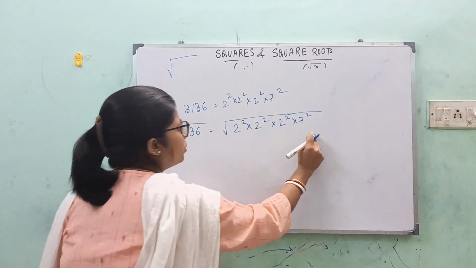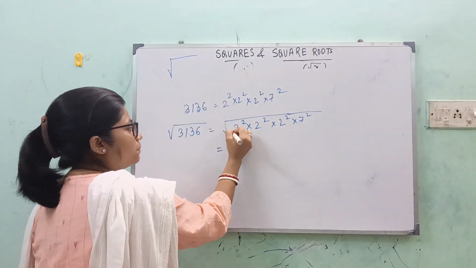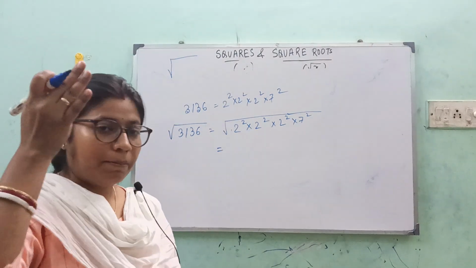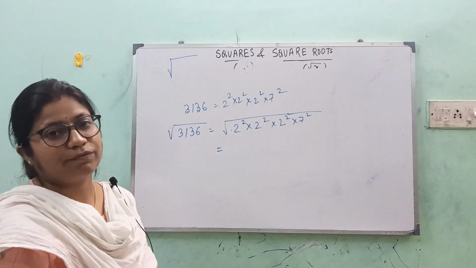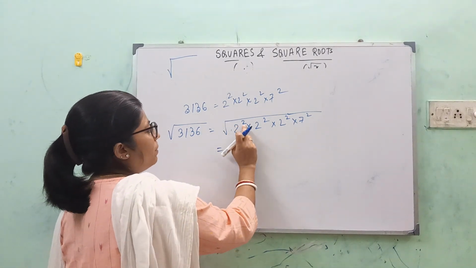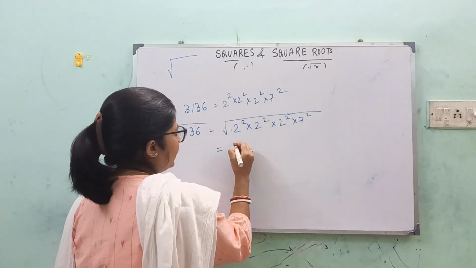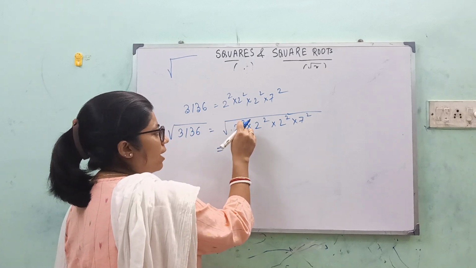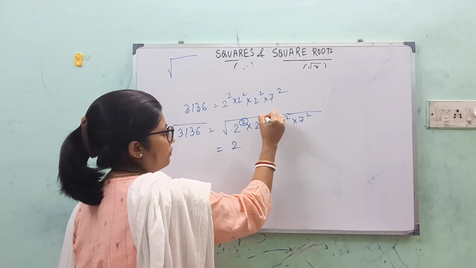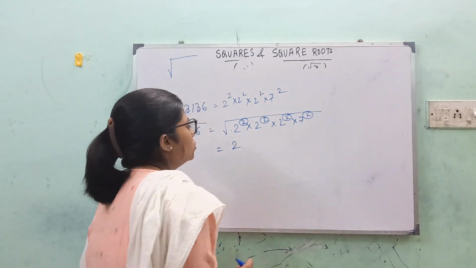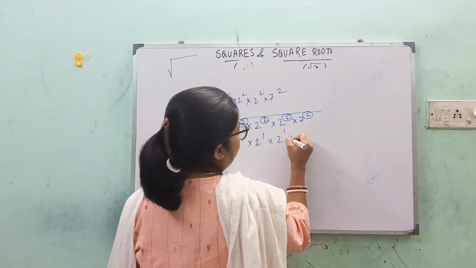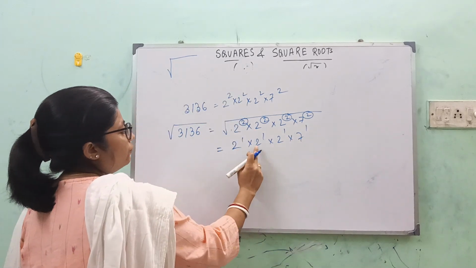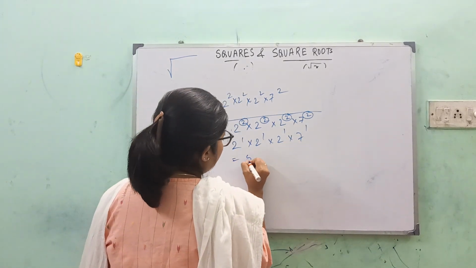Square root of this means square root of this. Now for each prime factor, you make the power half and bring the prime factor out of the root sign. So here 2 was having a power 2. So break that and bring it down. 2 is made into half. The power has to be halved. These powers have to be halved. So 2 to the power 1, 2 to the power 1, 2 to the power 1, 7 to the power 1. So 2 times 2 is 4, 4 times 2 is 8, 8 times 7 is 56.